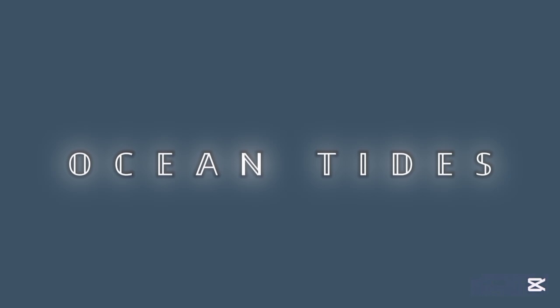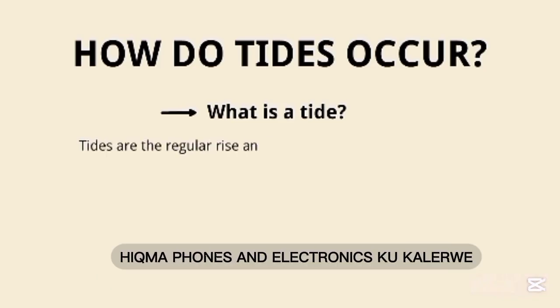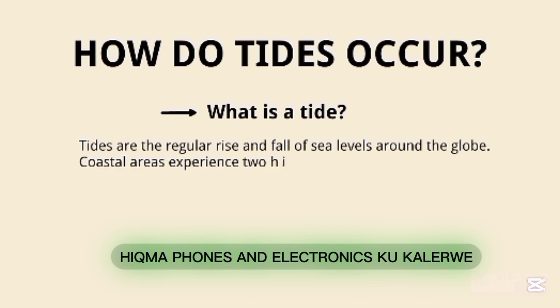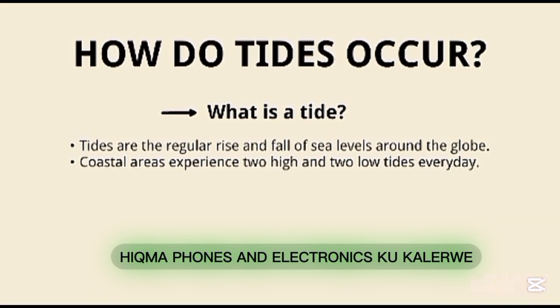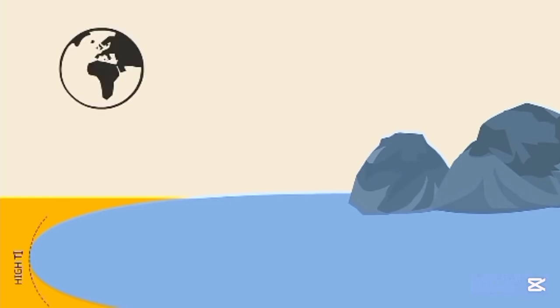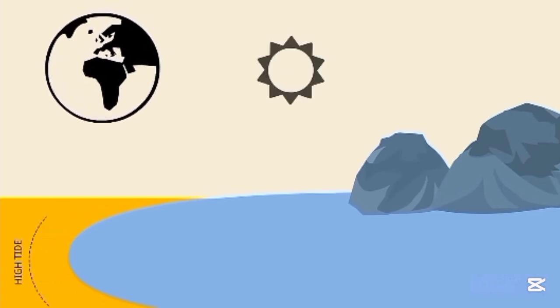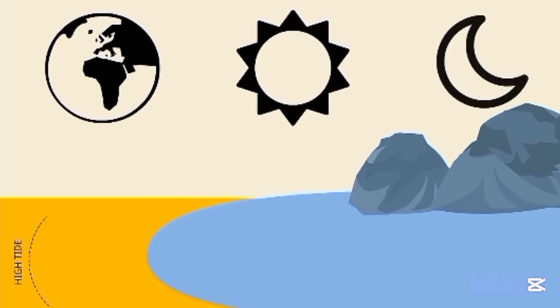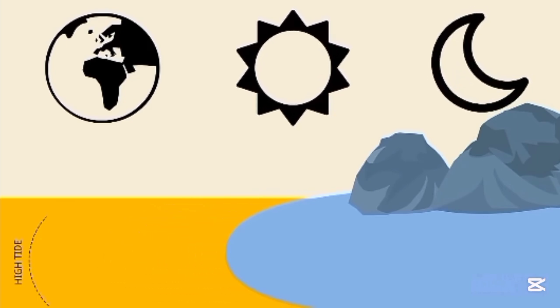The ocean tides. How do tides occur, or what is a tide? Tides are the regular rise and fall of the sea level around the globe. Coastal areas experience both high and low tides every day. People around the sea or the lakes may see an increase in the water levels, which are the high tides, or may see a decrease in the water levels, which are the low tides.